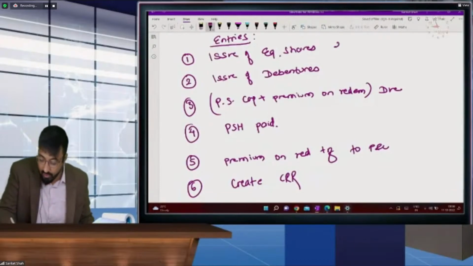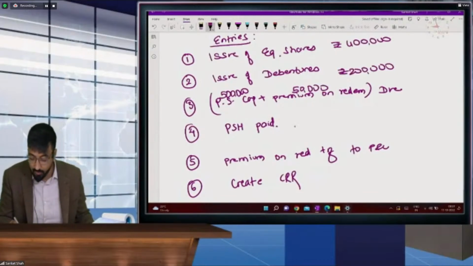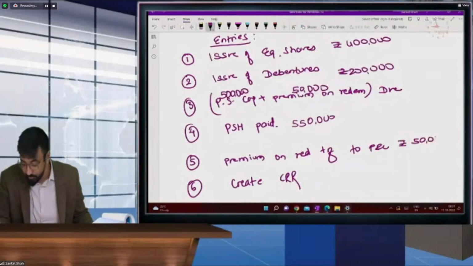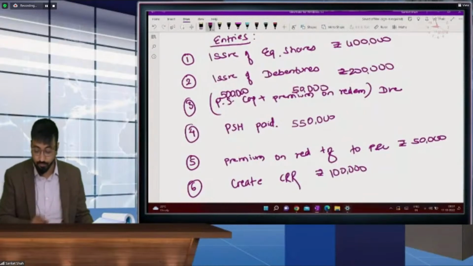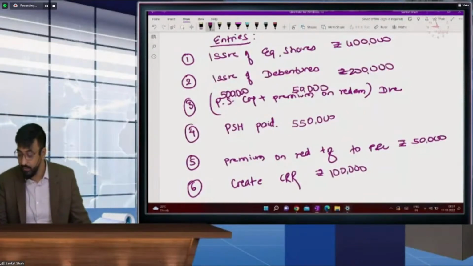Issue of equity share capital 4 lakhs. Debentures rupees 2 lakhs. Preference share capital 5 lakhs plus premium 50,000 due to preference shareholder. Then preference shareholder paid 5,50,000. So preference shareholder account debit to bank. Then premium transferred to P&L rupees 50,000 and CRR created 1 lakh. How can I make it easier than this? Okay, easy.